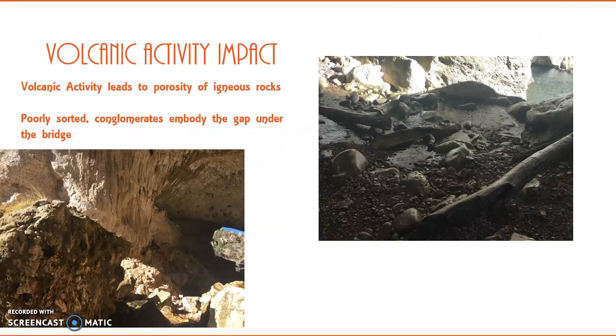So the volcanic activity's impact on nature is actually greater than I thought. It leads to very porous igneous rocks, as we can see here. They could obviously transport water pretty easily compared to a lot of other rocks that absorb only a little bit. There are a lot of poorly sorted conglomerates in the gap under the bridge. You can see this light, so this was when I was under the bridge.